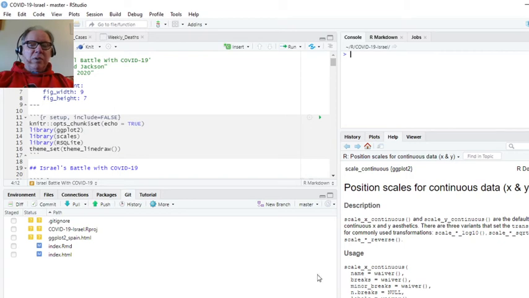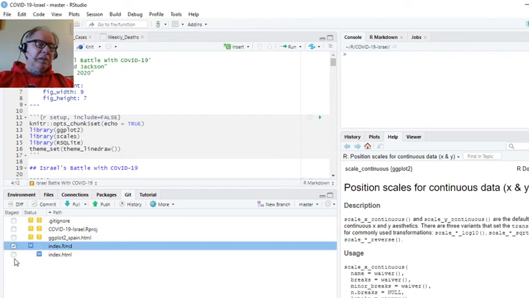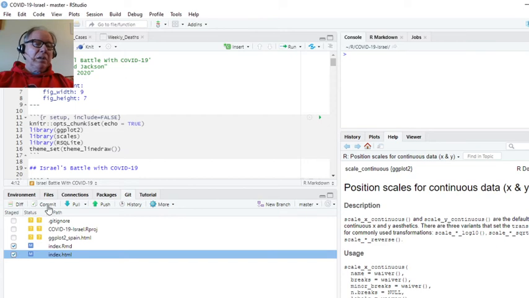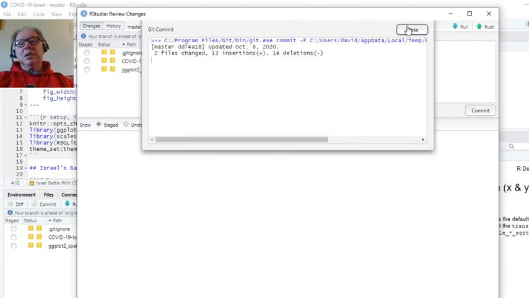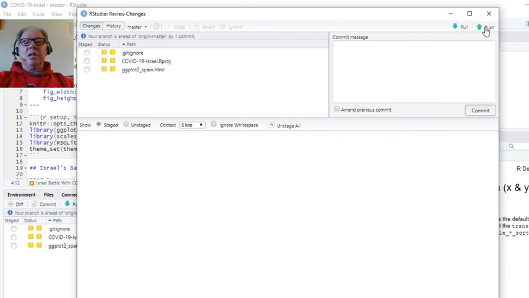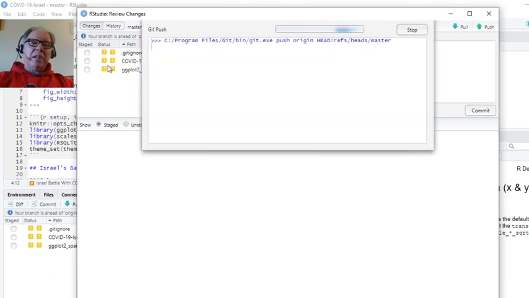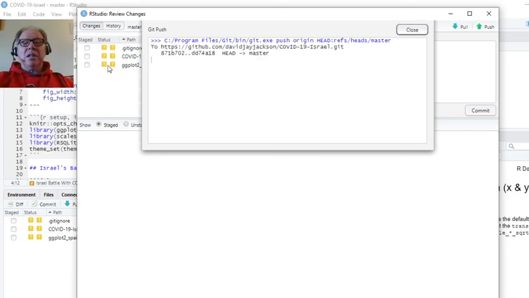That takes care of the report for Israel. So let's go ahead and update our database. Update the web page. There will, of course, be a link to the website, the code, and the database in the description below.